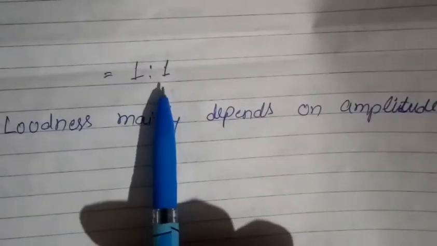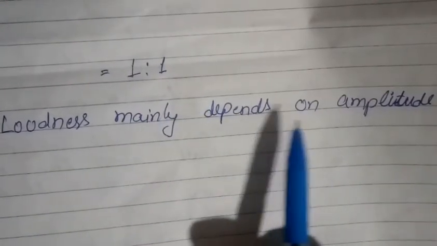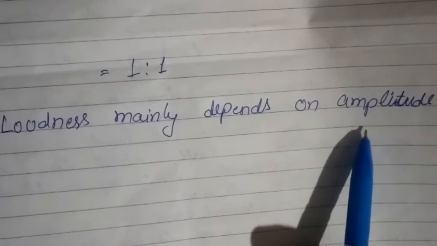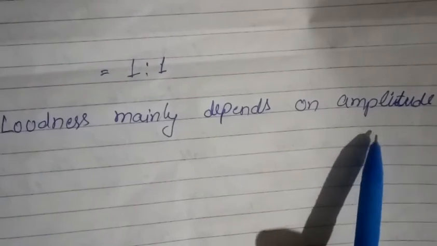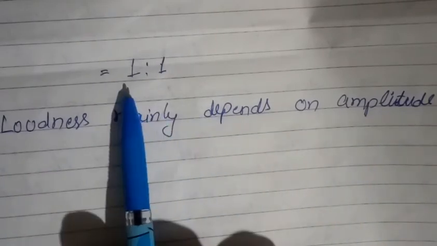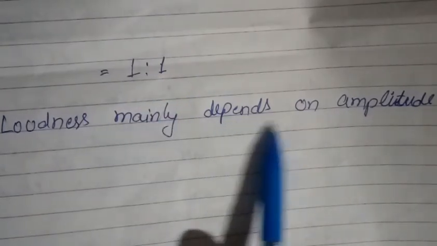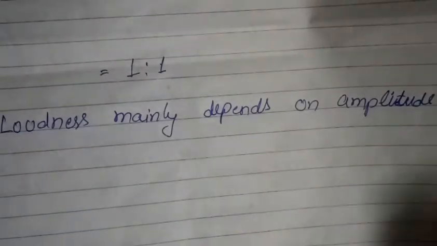So 1:1 means loudness mainly depends on amplitude. It does not depend upon the frequency, whether the waves have the same frequency or different frequency. If the loudness is the same, then its ratio will be 1:1, because of same loudness. So loudness mainly depends on its amplitude.